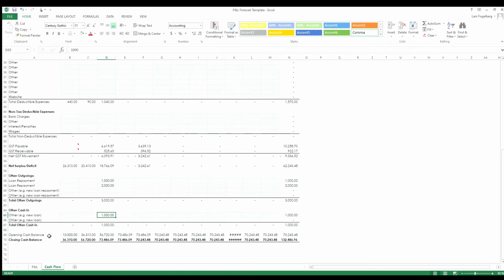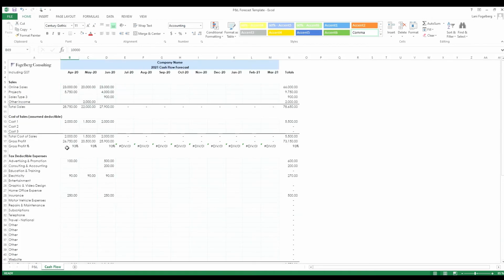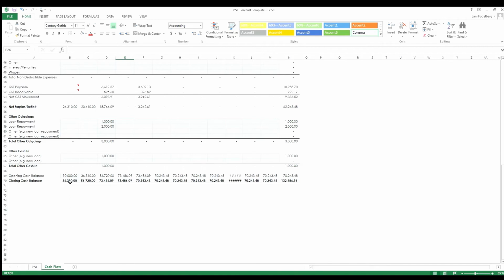The bottom line shows us the moral of the story. If you insert your opening bank balance into this cell here for the 1st of April, as well as all the data for what you predict April and May and even June is going to look like under the pandemic, it will give you a clear picture of what's going to happen to your cash balance.